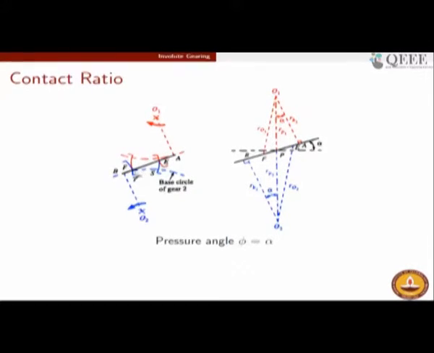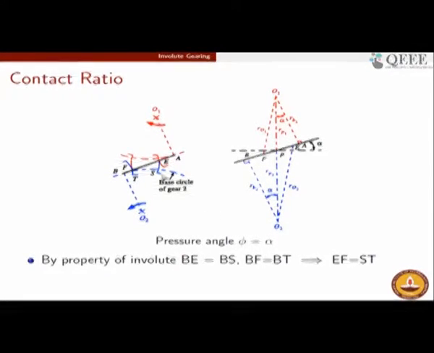First we will determine the length of this line segment EF wherein the contact is happening. So here we see firstly that by property of involute, BE is equal to BS. Let me illustrate to you in the notes here.